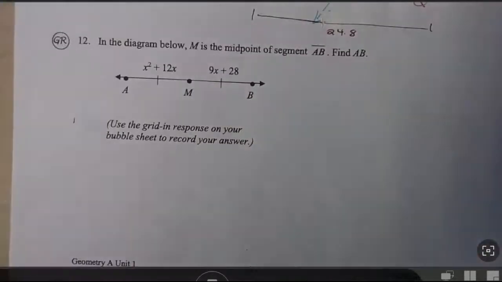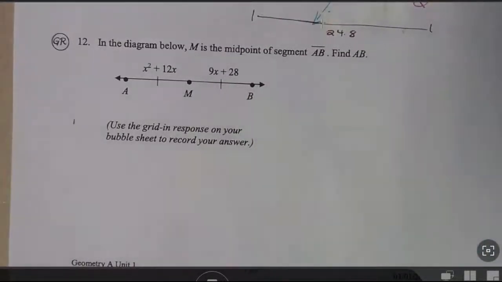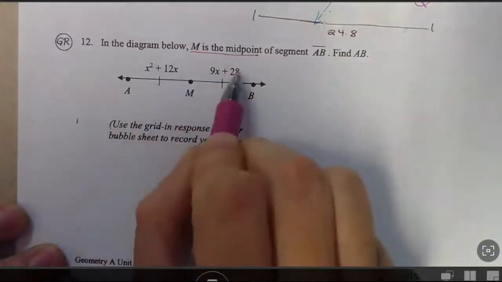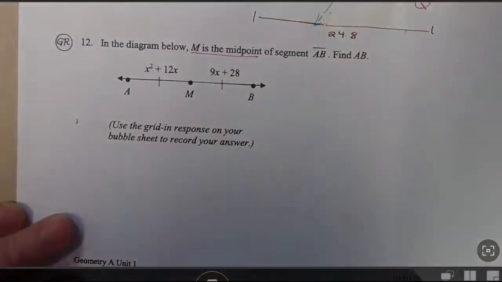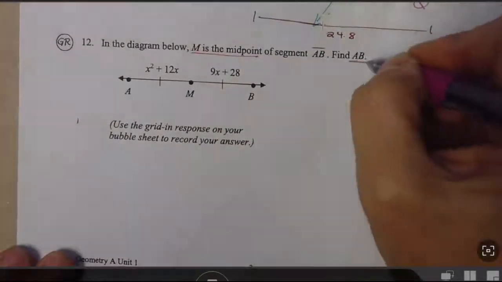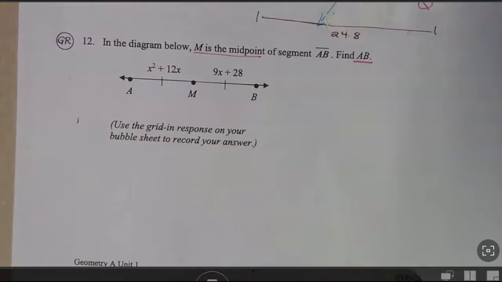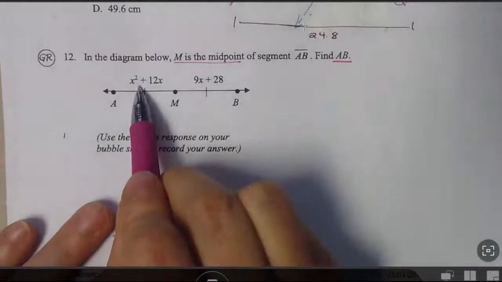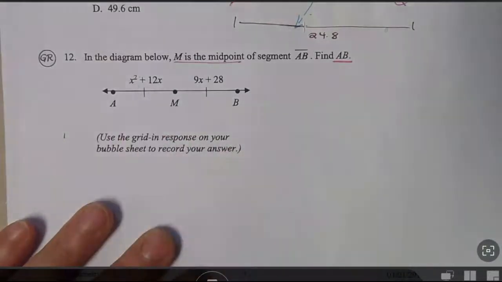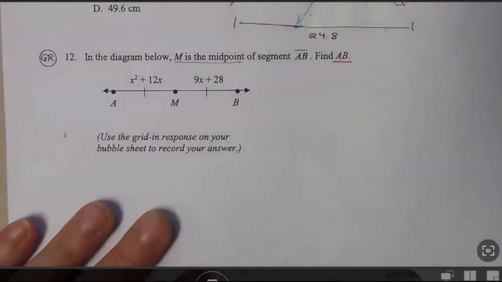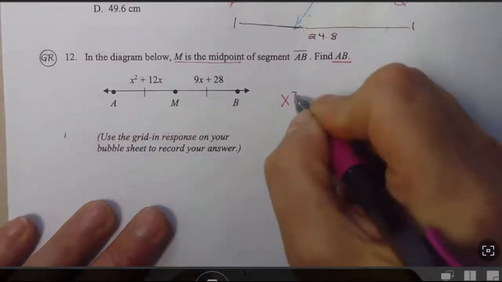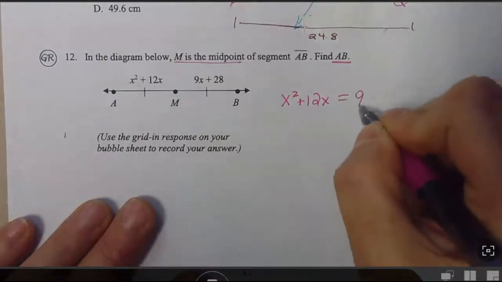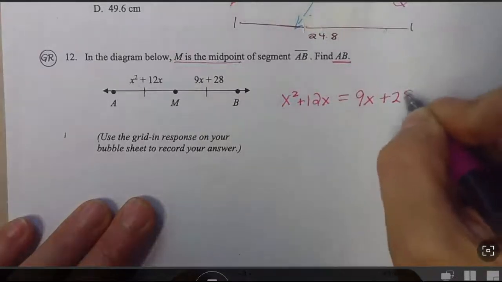All right, number 12. This is our diagram here below, and we know that M is a midpoint, so that tells us these two things are equal. We want you to find AB, so the whole entire length. What we need to do first is set these two things equal to each other because we know they're equal. I'll get you started here: x squared plus 12x equals 9x plus 28.